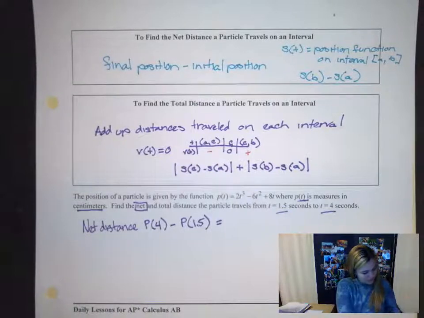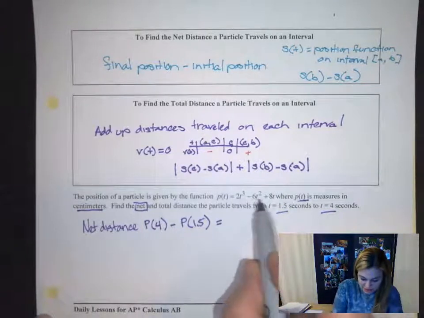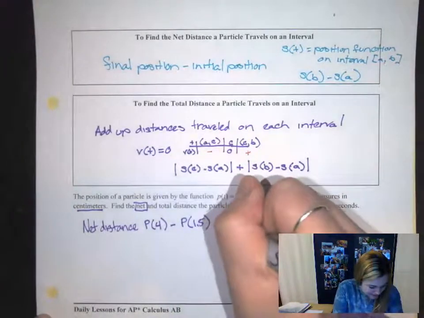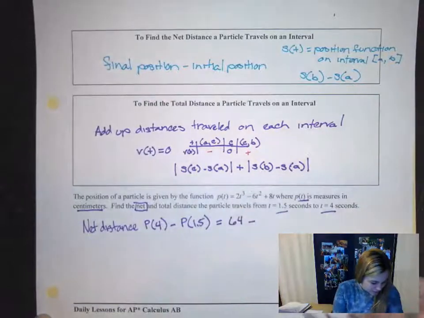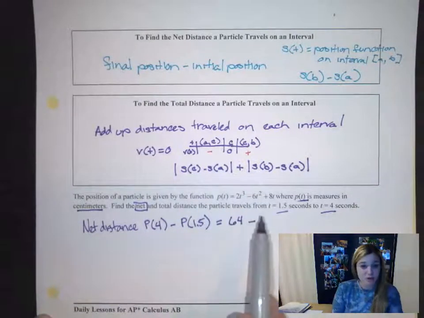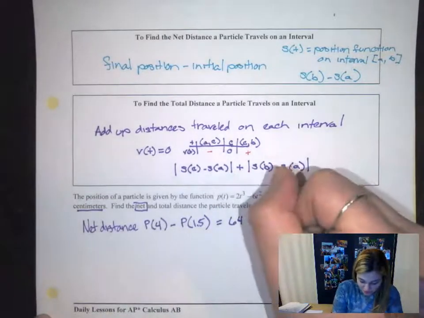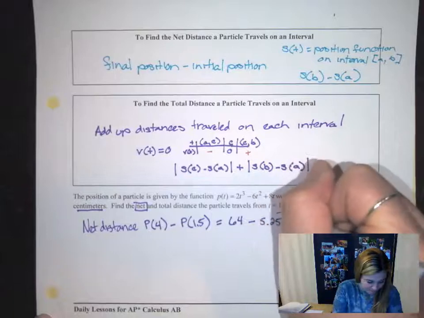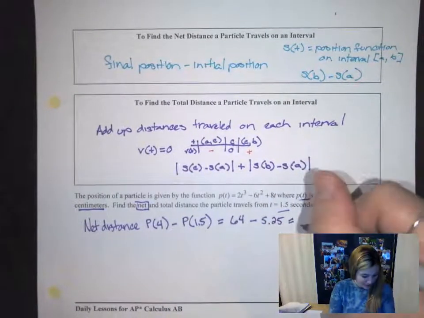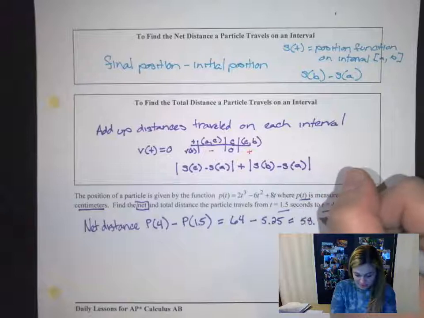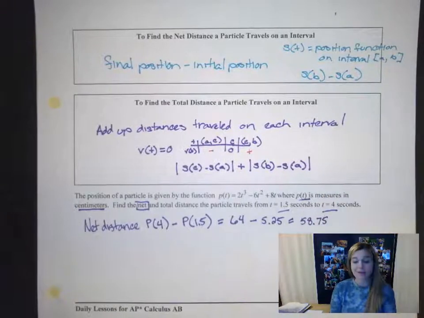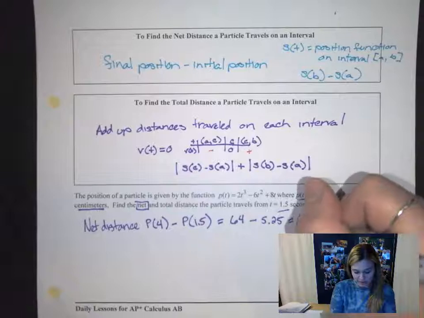If I do that, I'm going to go to what old me had to say about this. P of 4, if you're substituting into this function up here, you will get 64. P of 1.5, and if you don't believe me, you can surely do this, but P of 1.5 is going to be 5.25. And if I subtract them, I get 58.75, and then you make sure that you put units. So in this one, if position was given in centimeters, my net distance is also in centimeters.